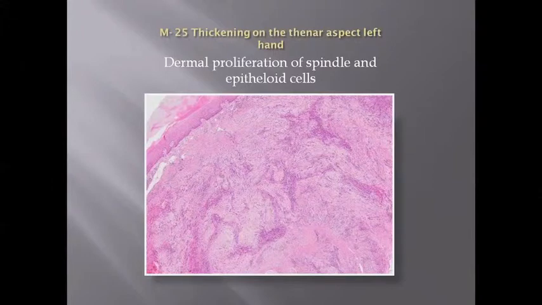Okay, good. Now, moving on, the next case is a 25-year-old male who presented with thickening on the thenar aspect of the left hand. And this is the representative section. And again, you can see acral skin there with that marked orthokeratosis, slightly acanthotic epidermis, and in the dermis, you find this very, very ill-defined proliferation of cells with some areas of necrosis in the middle of the proliferation. I'll show you the higher magnification in a minute.